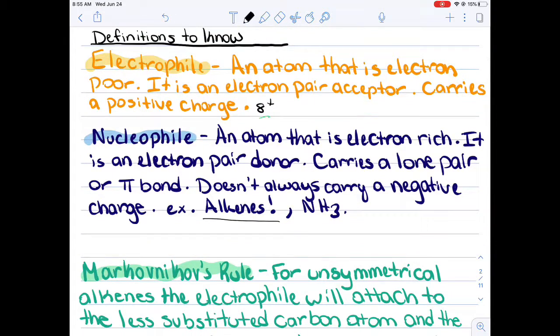Before we start, here are some definitions for you to know. What is an electrophile? It's an atom that is electron poor. It is an electron pair acceptor and it carries a partially positive charge, or a positive charge as well. Nucleophile, an atom that is electron rich. It is an electron pair donor and it carries a lone pair or a pi bond, and it doesn't always carry a negative charge. Like for example, in this reaction, alkenes will be our nucleophiles.